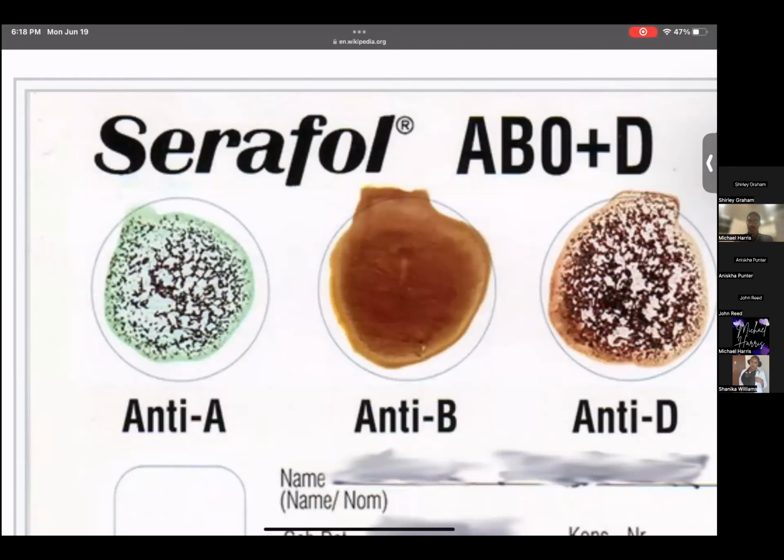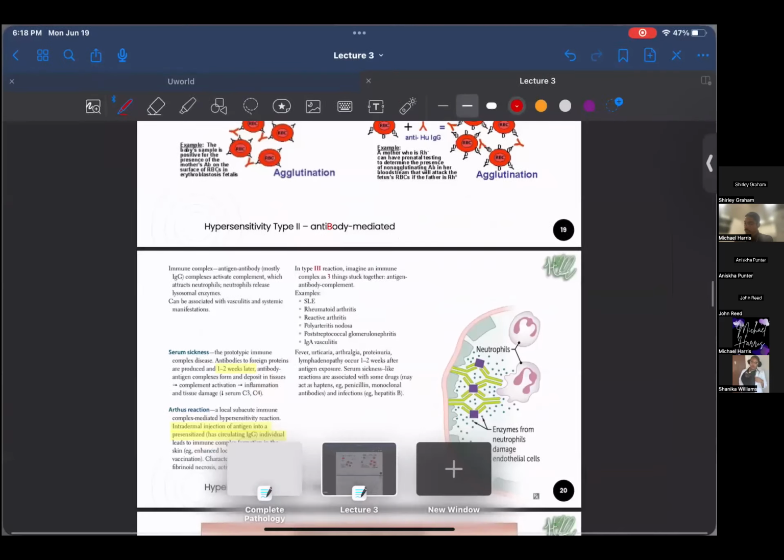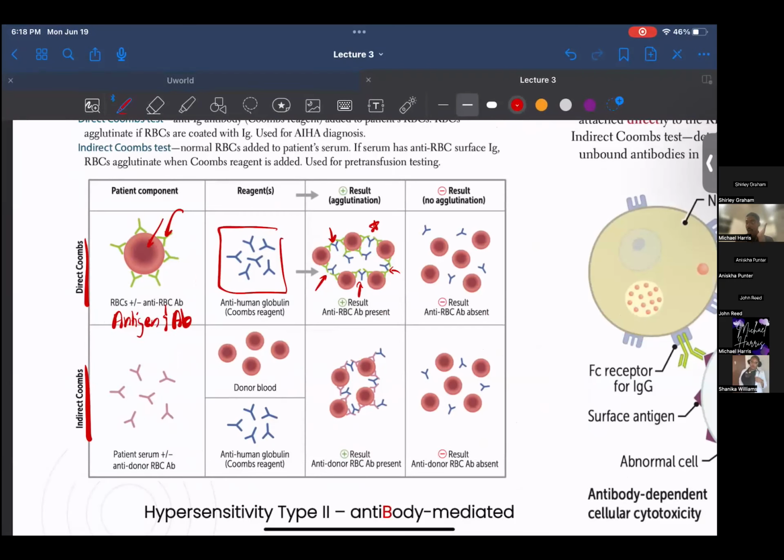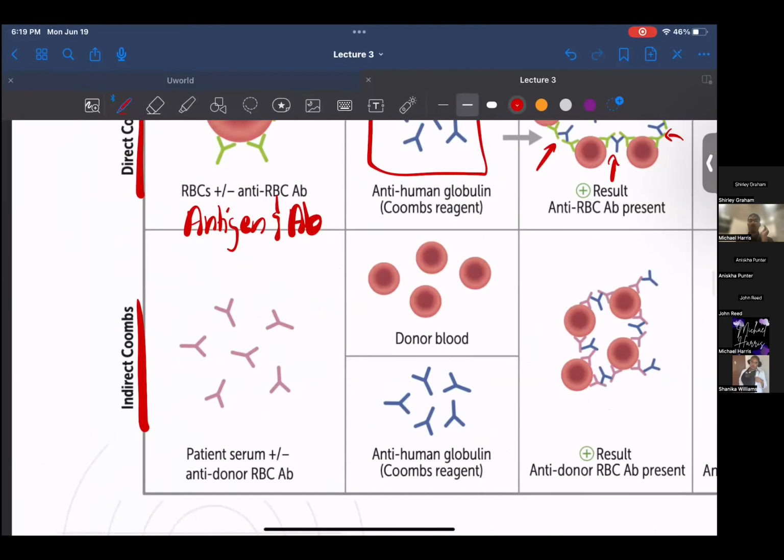Good? Before we move on? Okay, good. So that's how a direct Coombs test works. Now, an indirect Coombs test is when you do not have the actual antigen. There's no antigen in the body. You have antibodies, though.